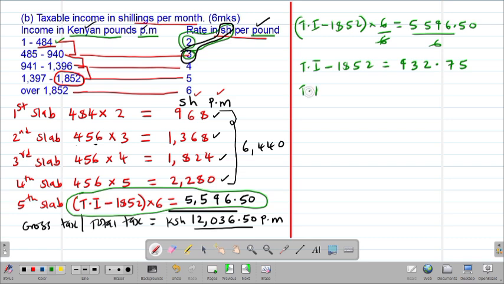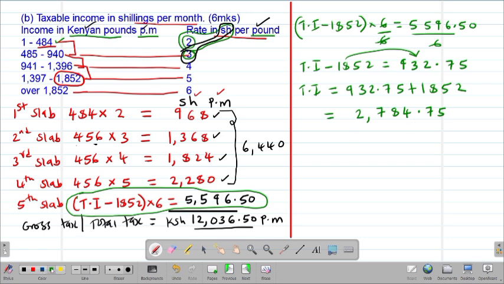So to get the taxable income, I'll take this to the other side. So the taxable income should be equal to 932 and 75 cents, then plus 1852. Therefore, our taxable income will be, you take 932 and 75 cents plus 1852. Your calculator should give you 2,784 and 75 cents. That is 2,784 and 75 cents.